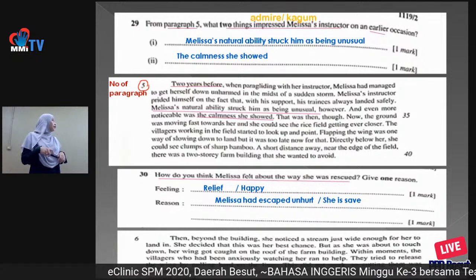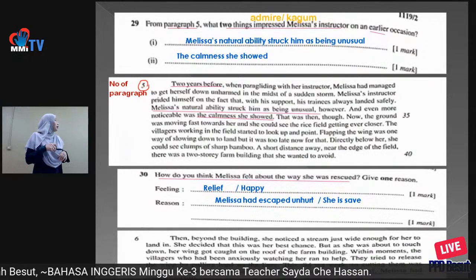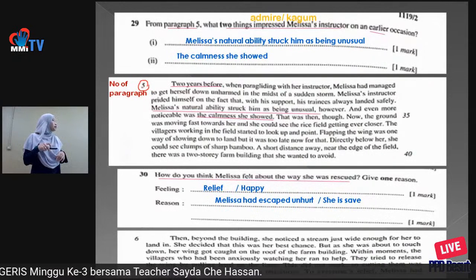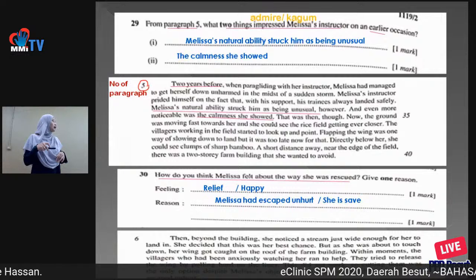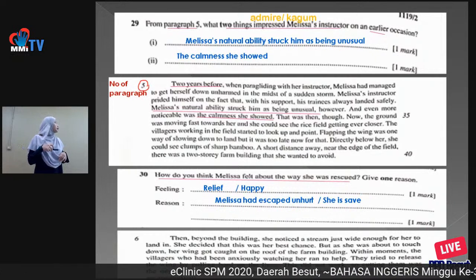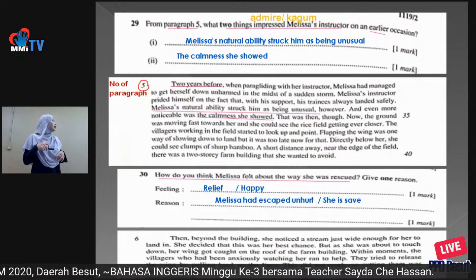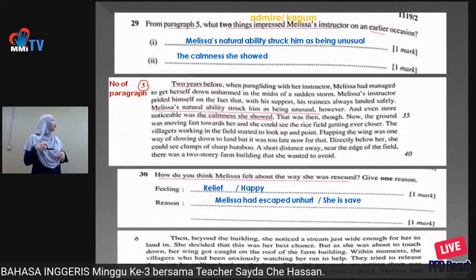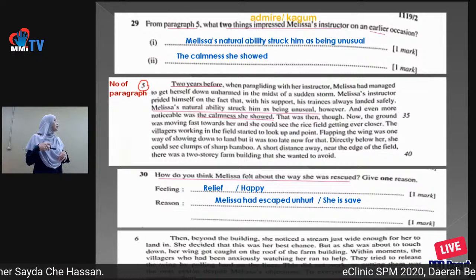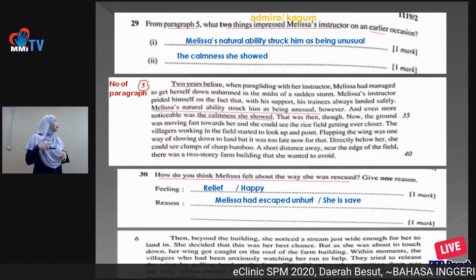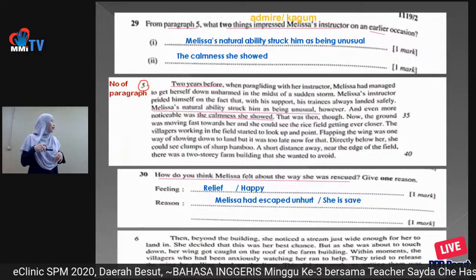For certain of you, maybe when you read through this paragraph C, look at that. Then beyond the building, she noticed a stream just wide enough for her to land in. Dia nak mendarat dalam sungai, air, alur air, stream tu sungai. She decided that this was her best chance, but as she was about to touch down, her wing got caught on the roof of the farm building. She was stuck here. Dia ingat dia nak mendarat sampai bawah, but then dia punya payung tu tersekat pula atas bangunan ni punya roof. Atap, kan?